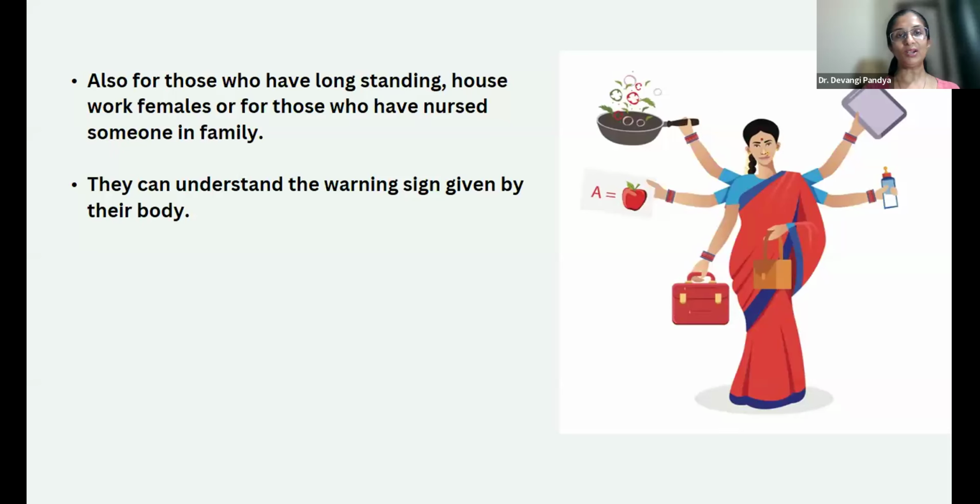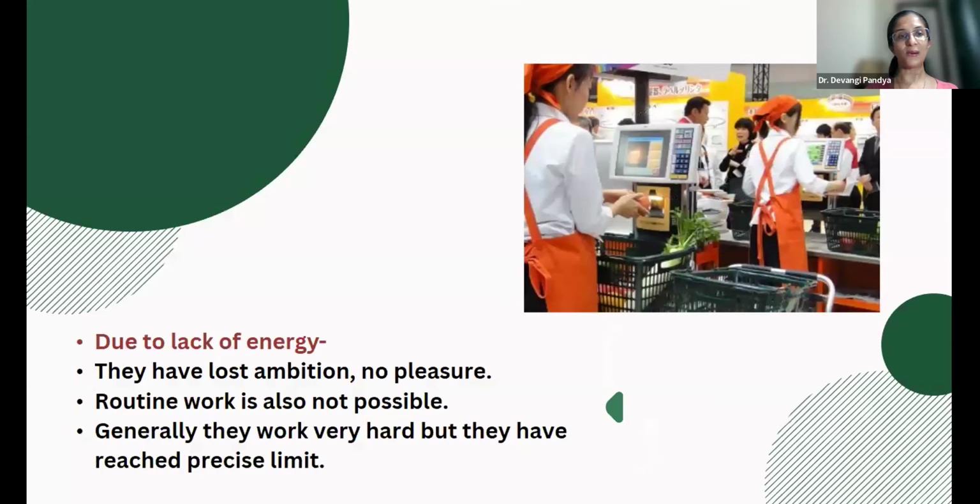Again, for a female or any person in the family or outside, who is having long-standing work and constant household activities. Due to lack of energy, the pleasure won't be there, the ambitions would be lost, the routine work would look very difficult, and that can take a toll on them to complete the task.